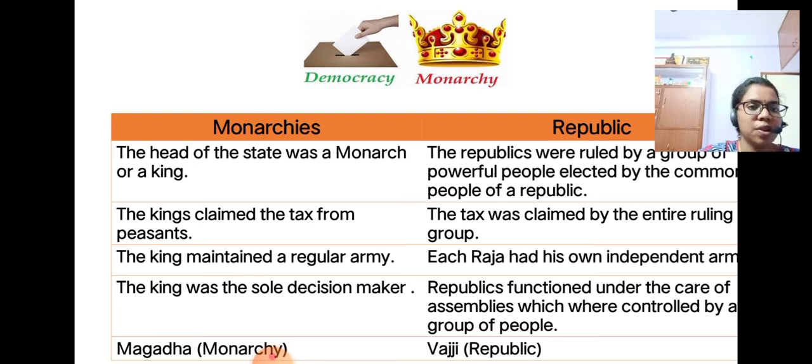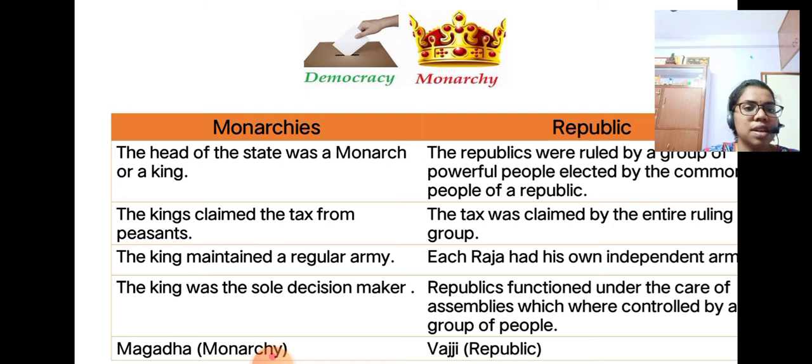Now we are going to see the difference between democracy or republic and monarchy. First, monarchy. The head of the state was a king or a monarch. Republic. The republics were ruled by a group of people elected by the common people of a republic. In monarchies, the king claimed the tax from peasants. In republic, the tax was claimed by the entire ruling group.